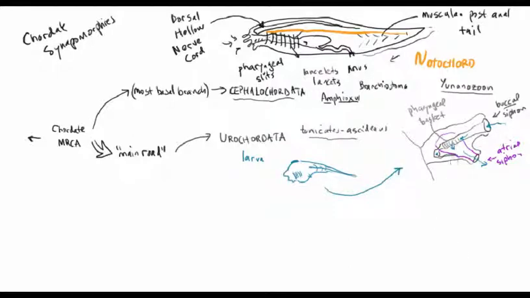In other words, you look at the adult, you don't see anything that looks chordate-like. But if you look at the larva, it's definitely a chordate. And so, yeah, sometimes you've got to look a little bit past the adult morphology.